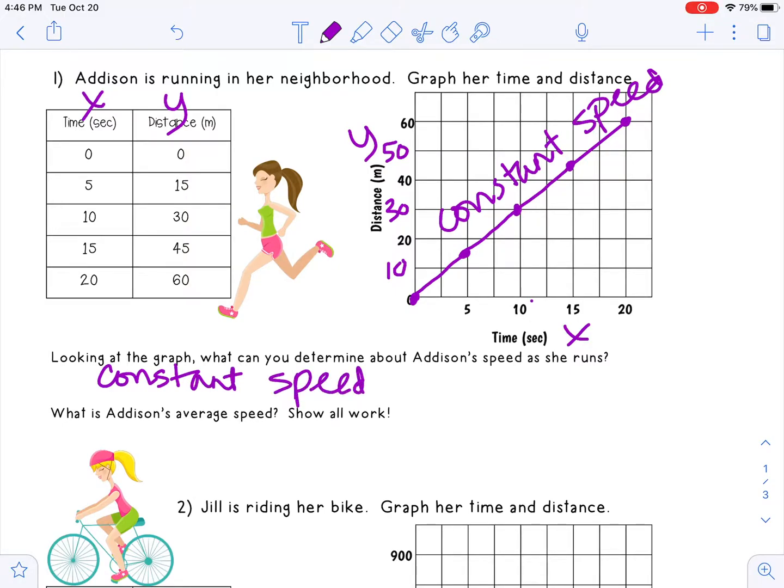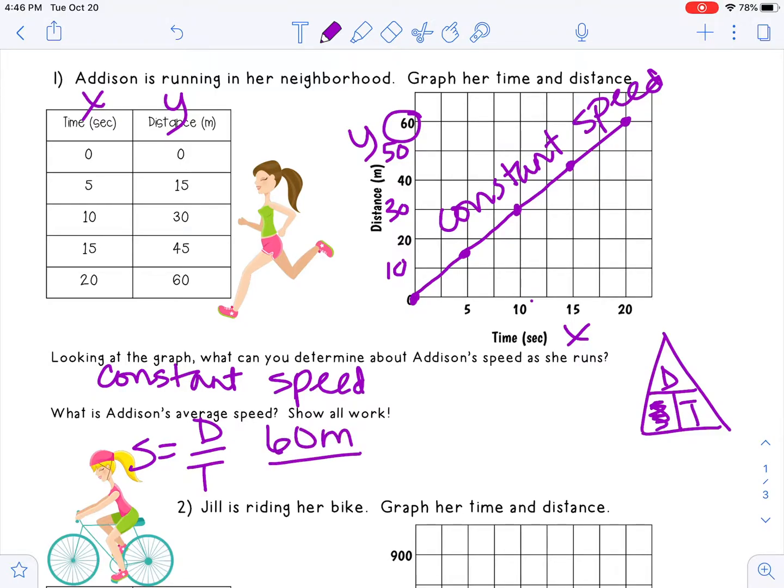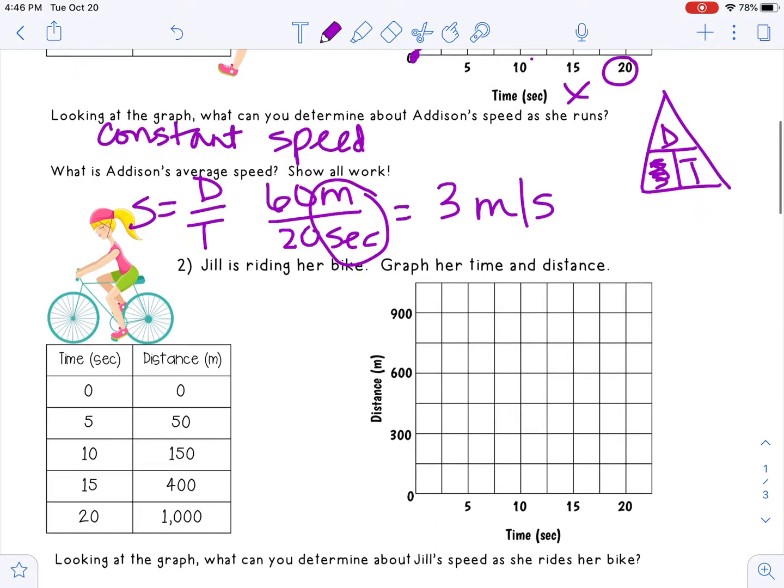Alrighty, so what is her average speed? Well, with my distance speed time triangle, I am finding her speed. So it is distance divided by time. Okay, what was her final distance? 60. 60 what? Meters. 60 meters. What was her final time? 20. 20 what? 20 seconds. So I'm going to divide that out. 60 divided by 20 equals 3. I can't cross anything off, so I have to use both of them. Meters per second.